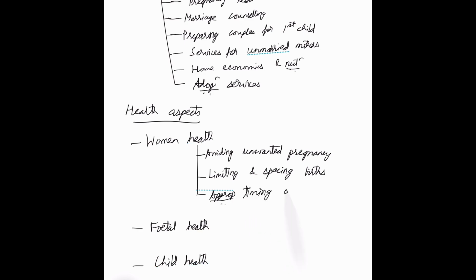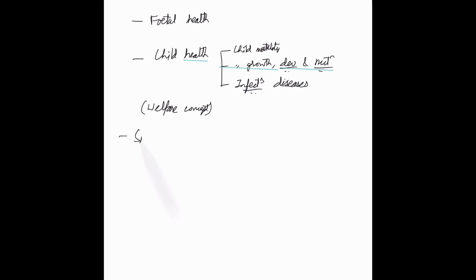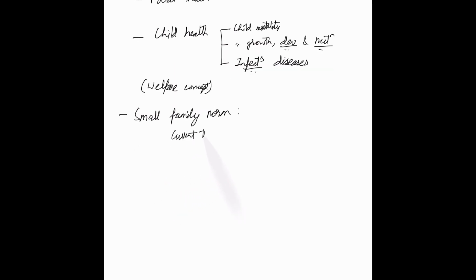Coming to the health aspects of family planning, it broadly deals with women's health, fetal health, and child health. For women's health, you want to avoid unwanted pregnancies, space births properly, and time the births appropriately. And for child health, you would want to look at child mortality, ensure proper growth, development, and nutrition, and curb the spread of infectious diseases.